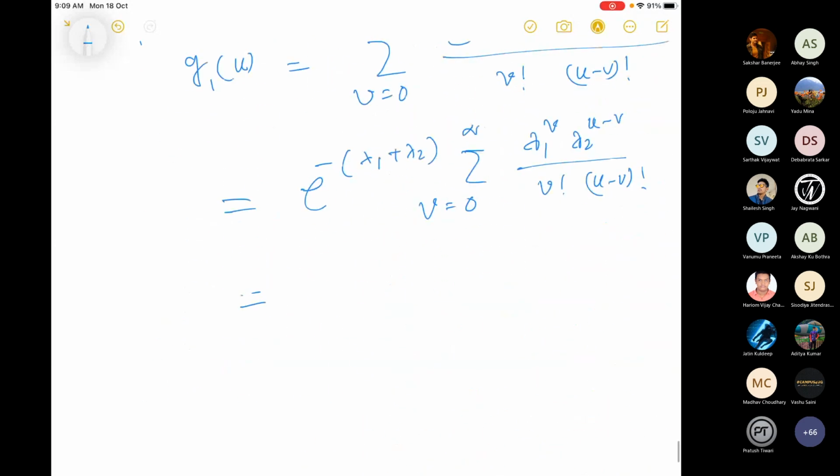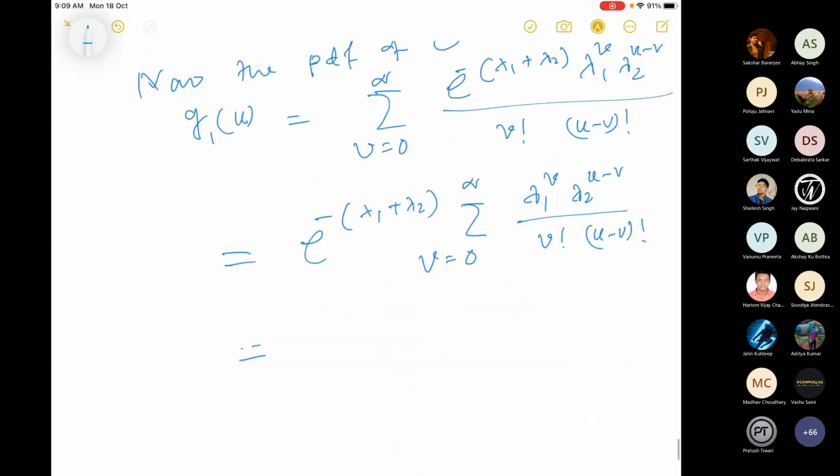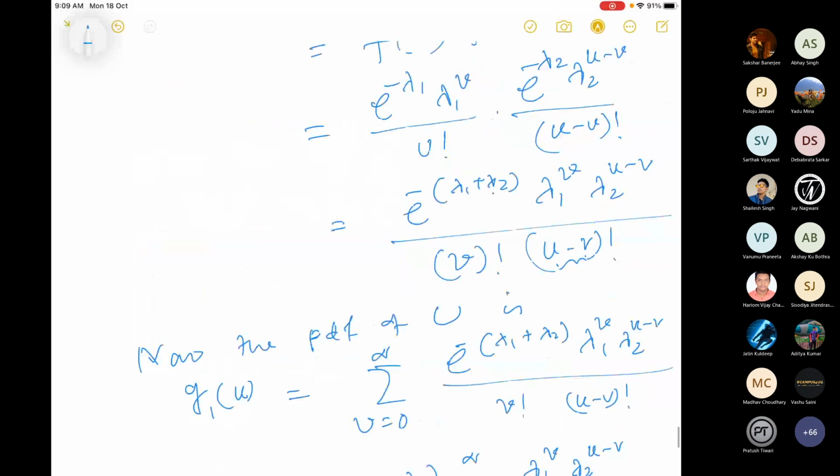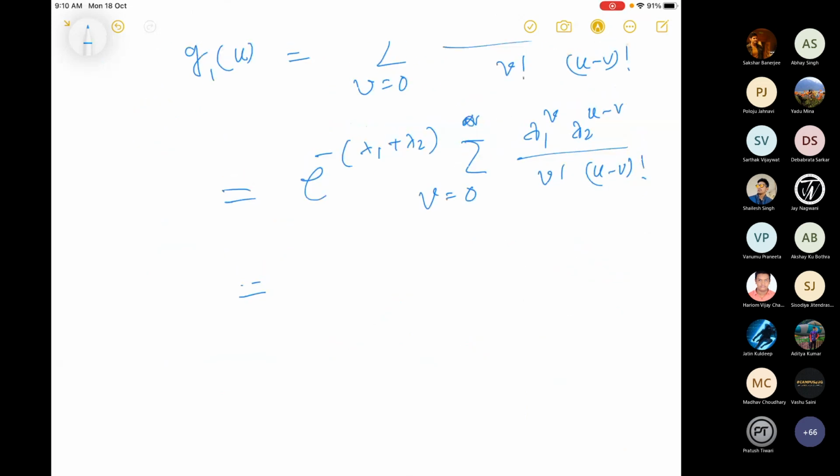Okay, let me just write it here because we are not going to spend much time on this problem. So, this is a homework. Observe that you have to finish this part. Observe that u is 0, 1, 2 up to infinity, and v will be 0, 1, 2 up to u. So this will be actually up to u.